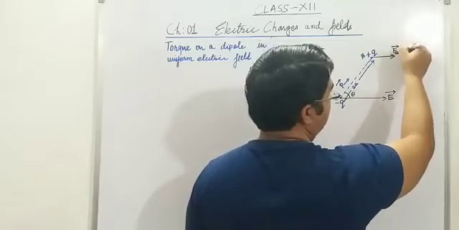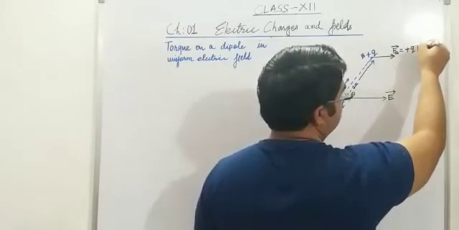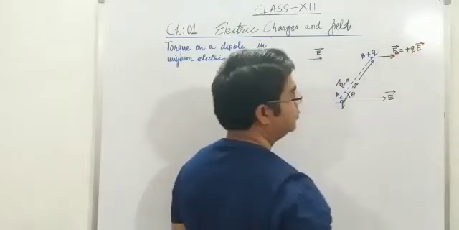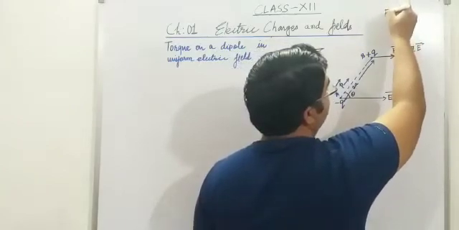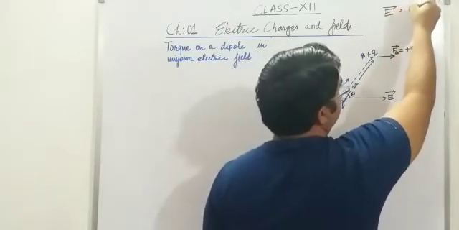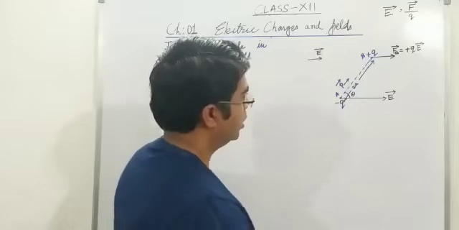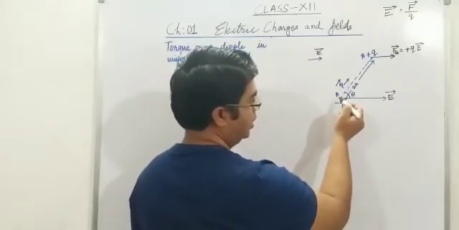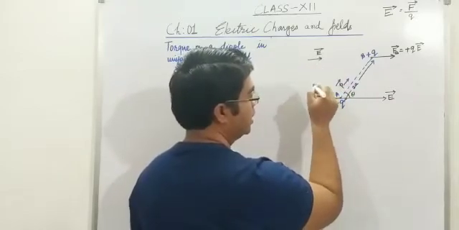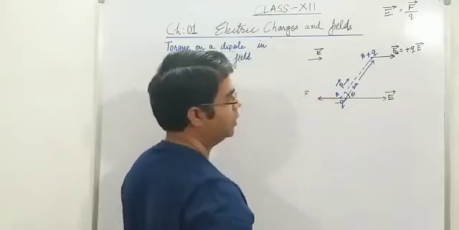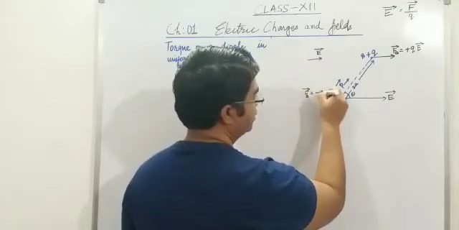Fb, which is equal to plus QE. We obtain this formula from the definition of electric field. Electric field E is equal to force upon charge. The direction of force acting on negative charge due to external electric field is always in the opposite direction of electric field. That is, vector Fa is equal to minus QE.